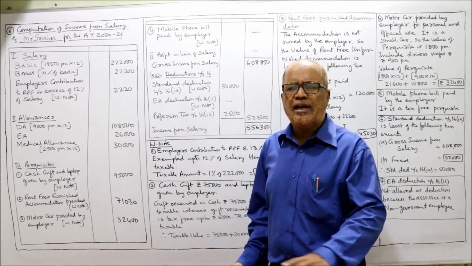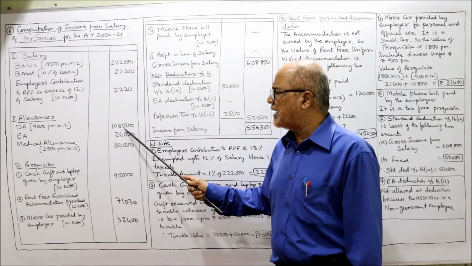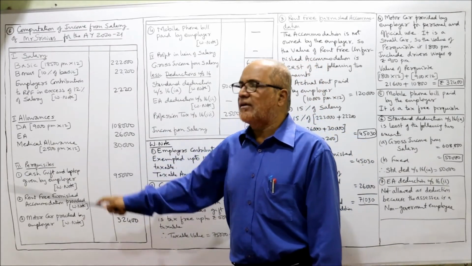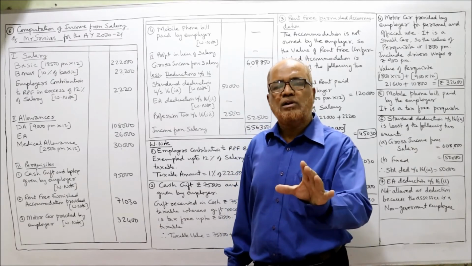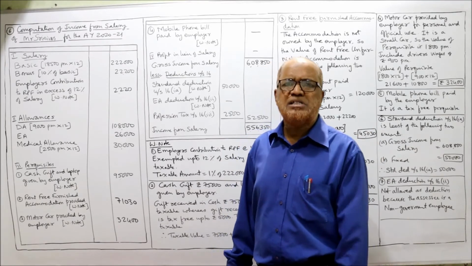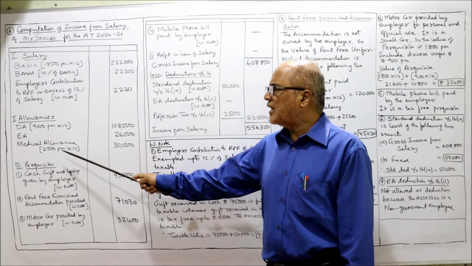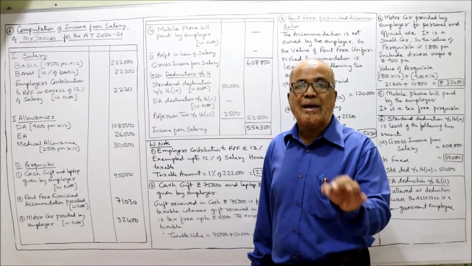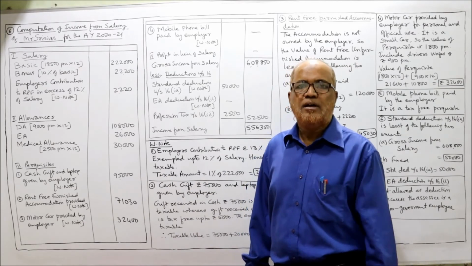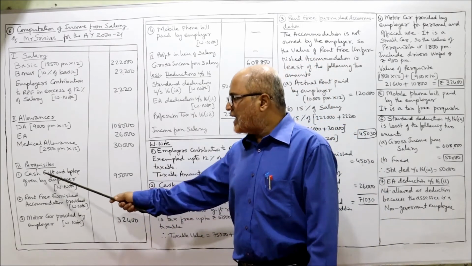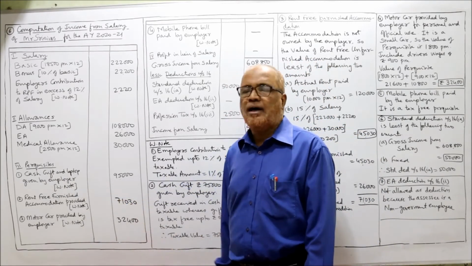Dearness allowance, fully taxable, 9,000 per month into 12, 1,08,000. Entertainment allowance, EA stands for entertainment allowance. First of all, whatever is given in the problem, we will take fully, 26,000 per annum. Medical allowance is given as 2,500 per month. So 2,500 into 12, 30,000. Allowances completed. Now perquisites.